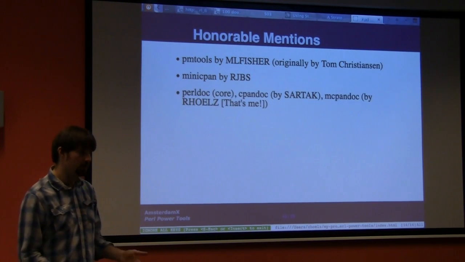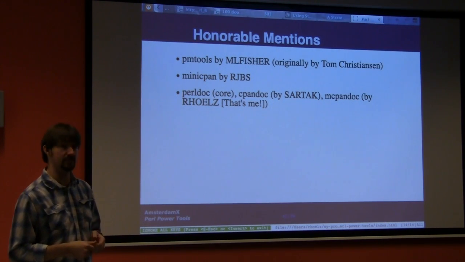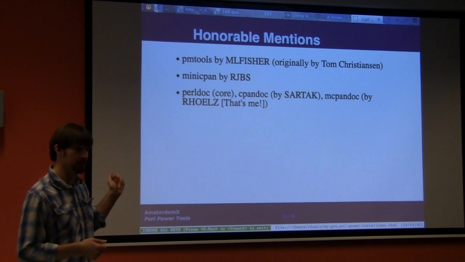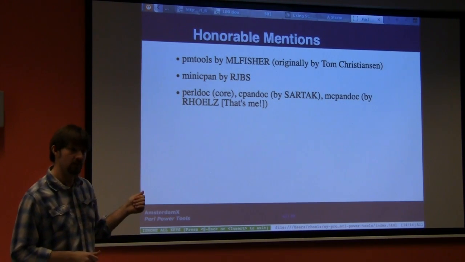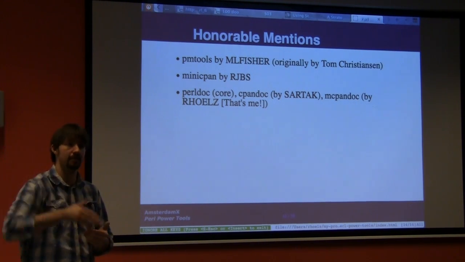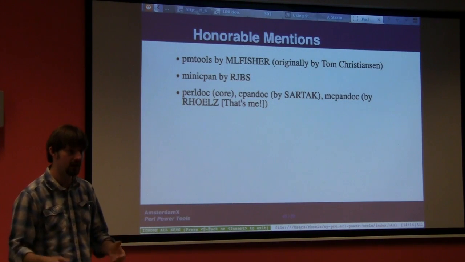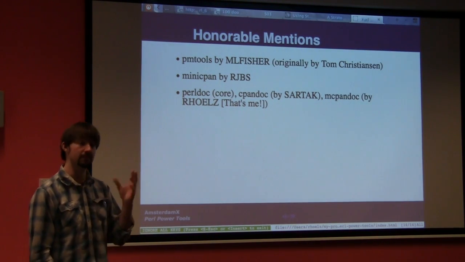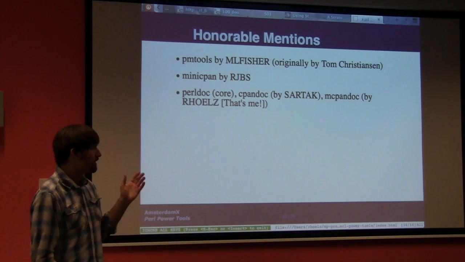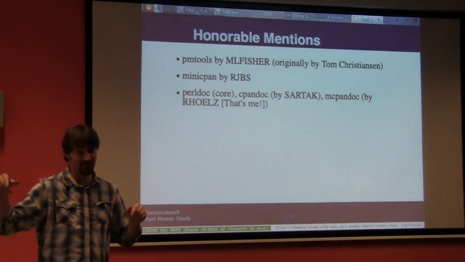Perldoc, which is in core. I've met a surprising amount of people who didn't realize that you could view documentation with the command line. So that's how you do it. There's cpandoc by Sartak, which is kind of a fork of perldoc, where if it's not found on your local disk, it will consult MetaCPAN and grab the pod from there. And then I wrote a fork of his cpandoc called mcpandoc, which will do the same thing, but it consults your MiniCPAN instead of MetaCPAN. So that means if you have a MiniCPAN that's up to date, yeah, I know, a lot of mcpan.